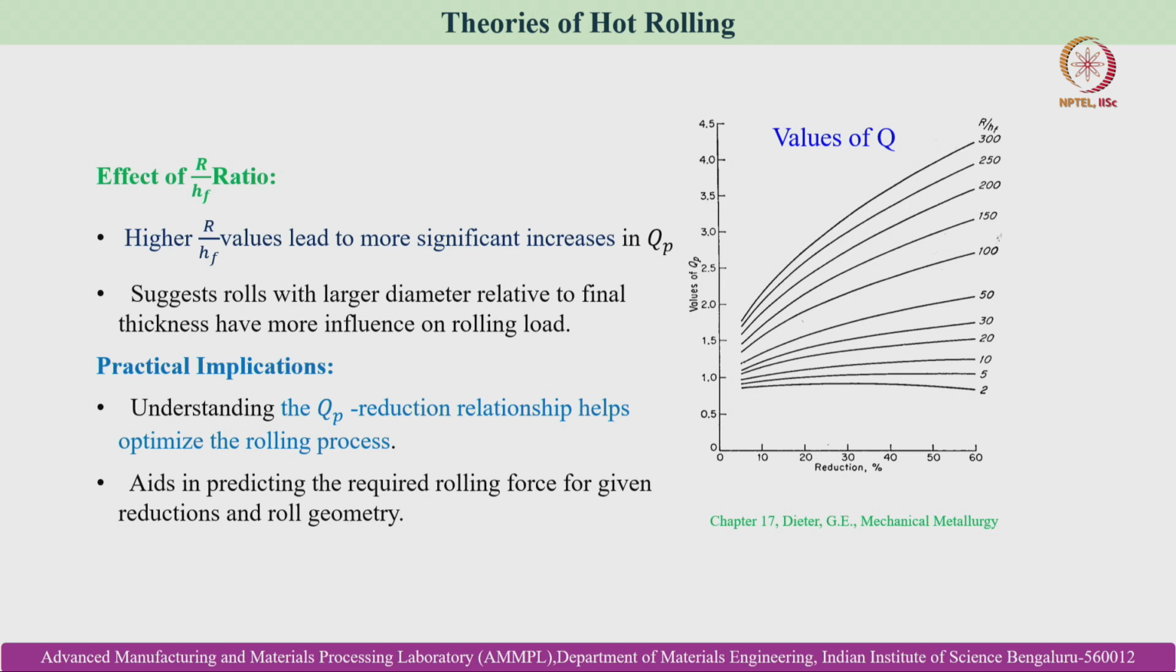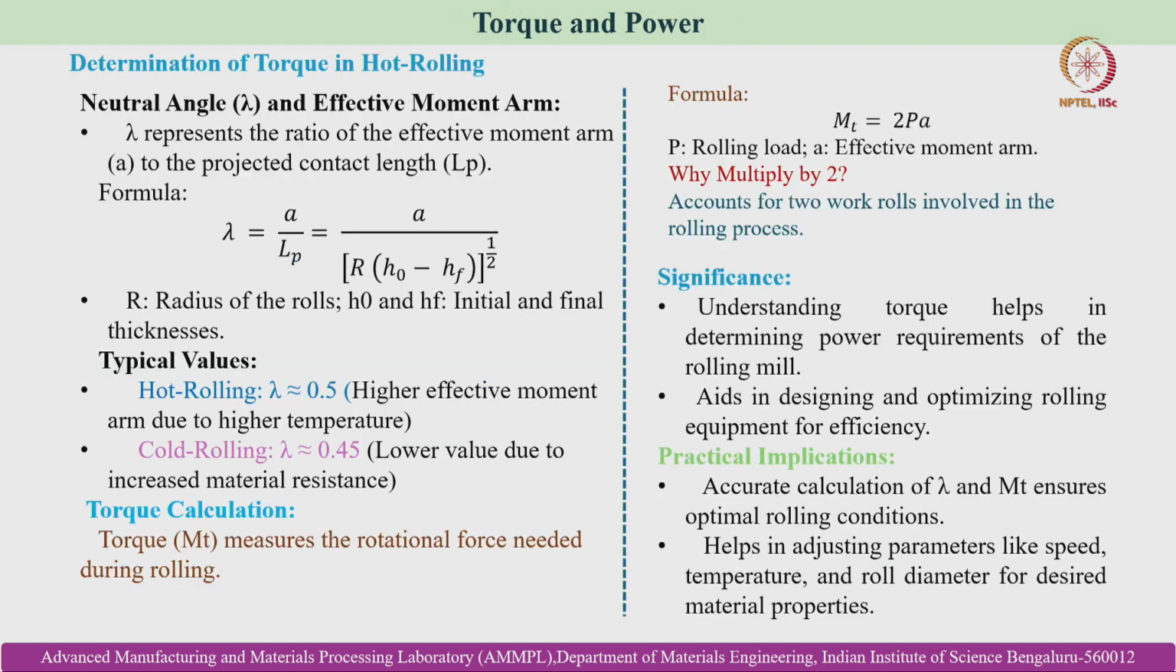So, effect of R by HF ratio. Higher R by HF values, that means a higher ratio between the roll diameter and the final height of the workpiece, lead to more significant increases in QP. It suggests that rolls with larger diameter relative to final thickness have more influence on rolling load. Understanding the QP reduction relationship helps optimizing the rolling process, and it also aids in predicting the required rolling force for given reductions and roll geometry. Okay. So, this is how we can get to the QP.